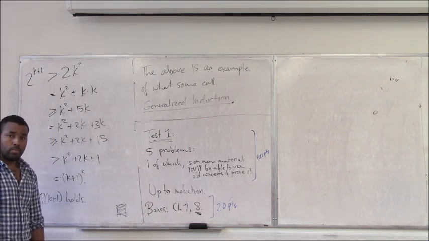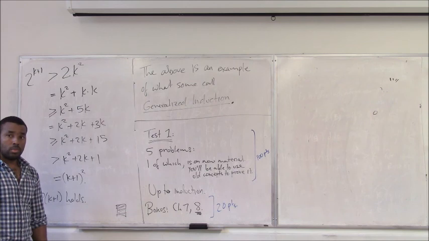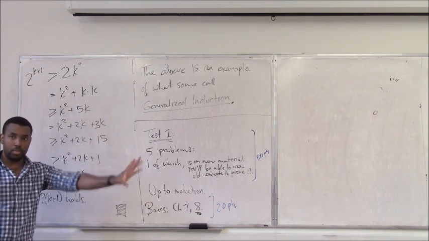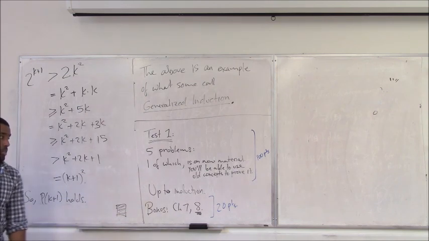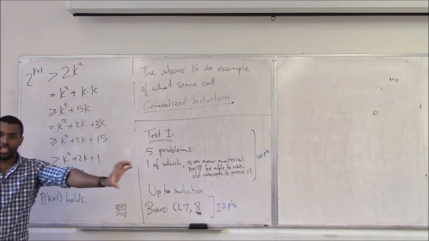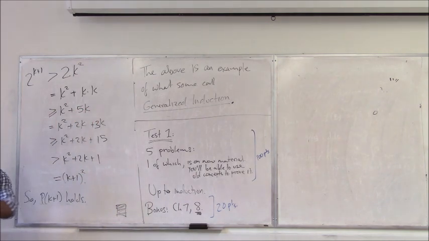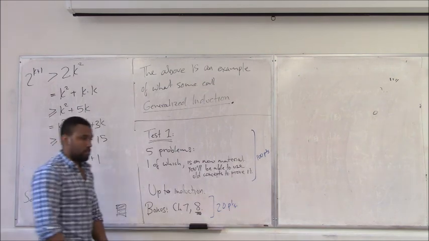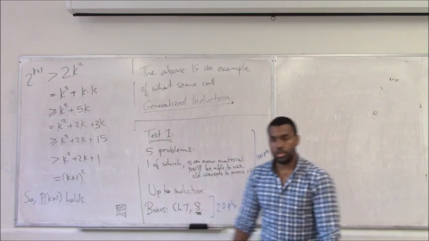So when you say 5 problems, you mean just 5 proofs? Yeah, 5 proofs. Prove this statement. And one of them is going to be, here's a definition, prove this about the definition, or prove this about elements in that definition. So it's just 5 proofs.